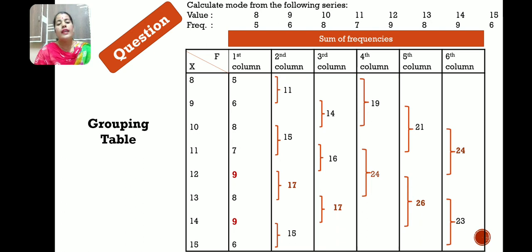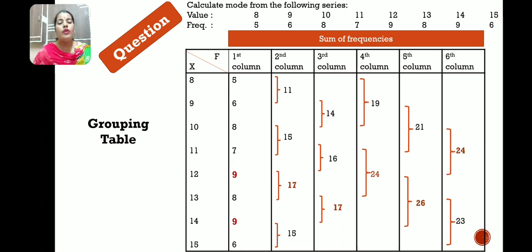Okay, so in this table you have to write the frequency in different columns by adding and by leaving some. Okay, so by this you can make the grouping table. Now what is the role of the highest frequency? Okay, these highest frequencies will be marked in the analysis table, in front of the respective x.